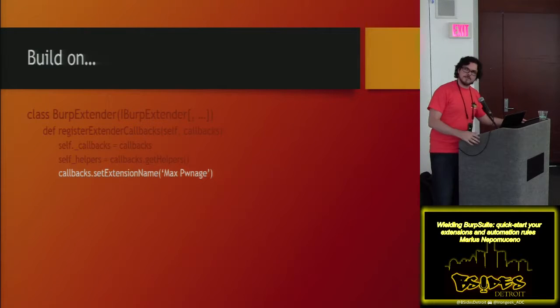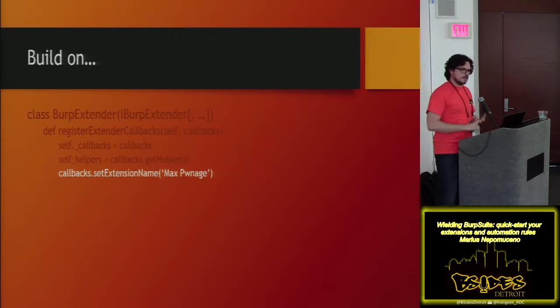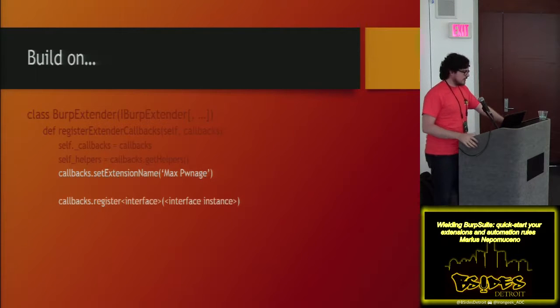Okay, building on. Everything that you cannot quite see is everything we've already done, because I want you to focus on the white. After you've done your register extender callbacks and defined your callbacks and helpers variables, you go callbacks.setExtensionName, so you can give it a nice name, an awesome name. Then callbacks.register some interface. This is what the .register method, and each interface has its own register method, will declare to BurpSuite what your extension is going to be.